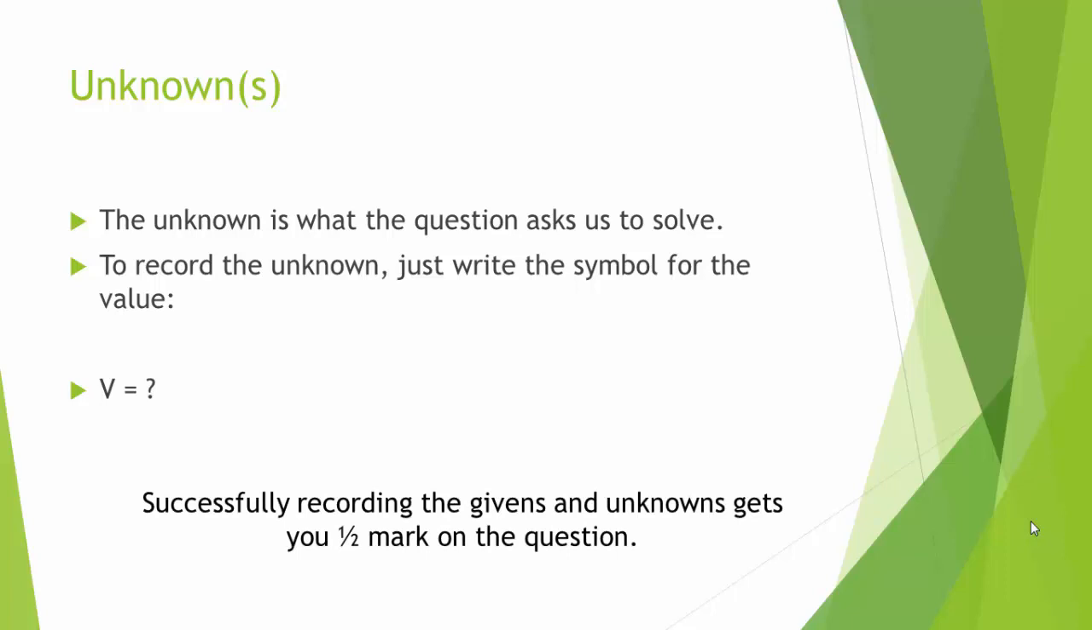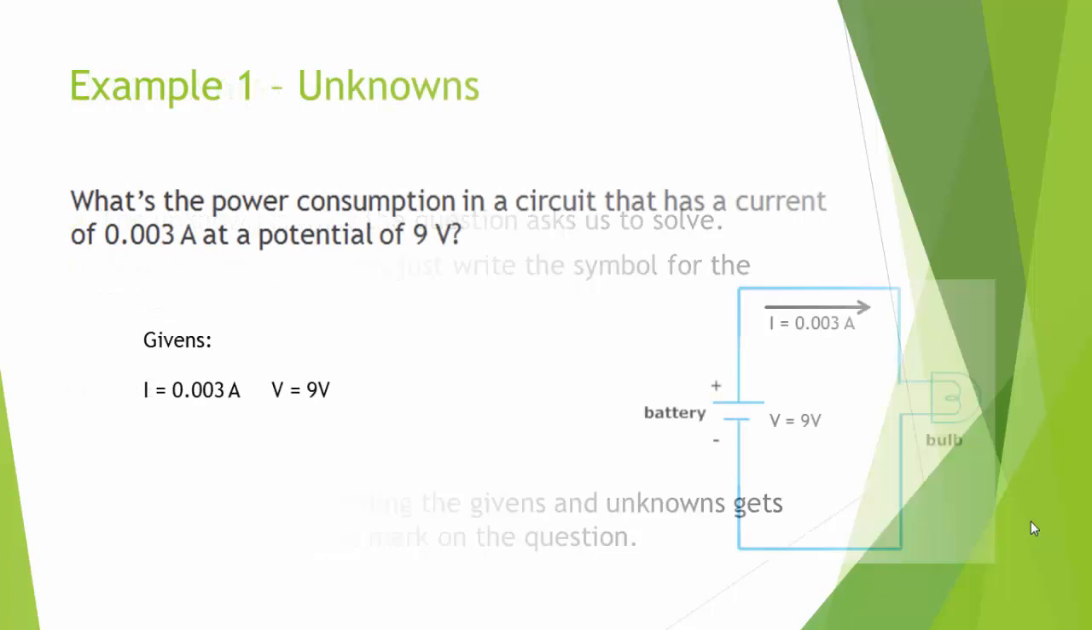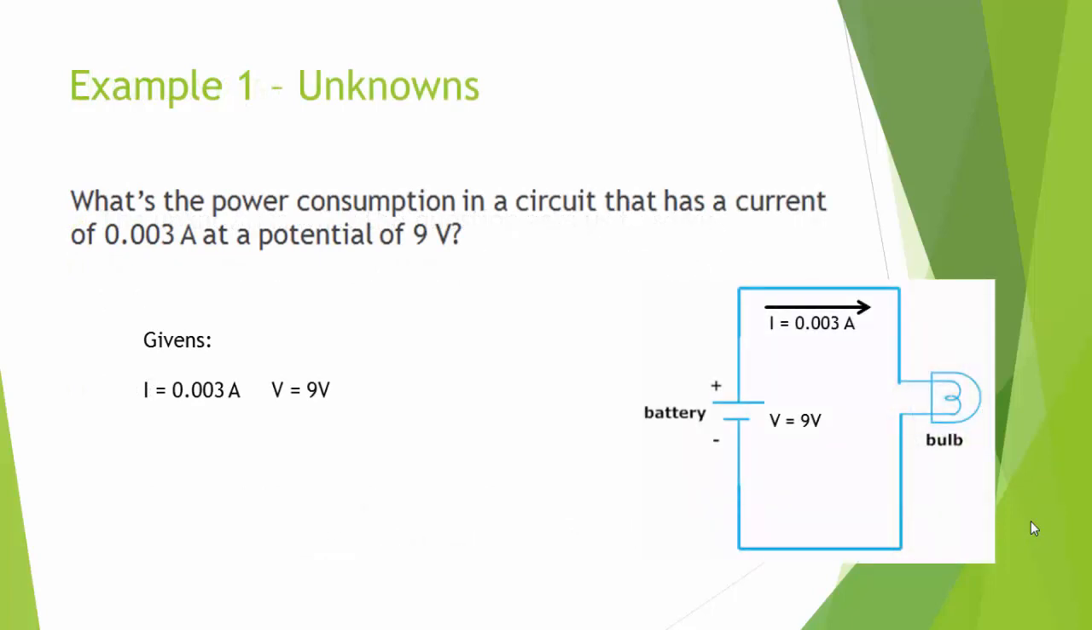If you successfully record the givens and the unknowns, you get a half mark before you even start to calculate the answer to the question. So in this case, our unknown is the power consumption, and P stands for power, so we would write P equals question mark.